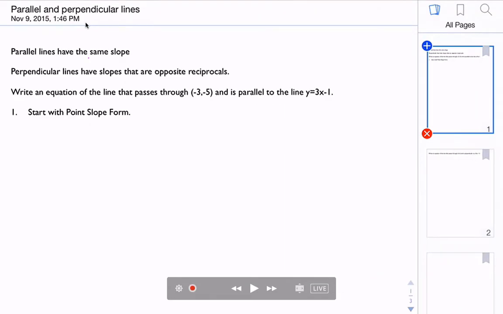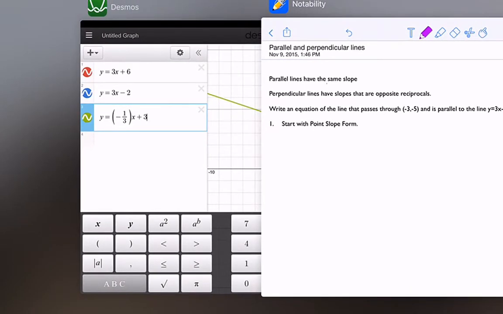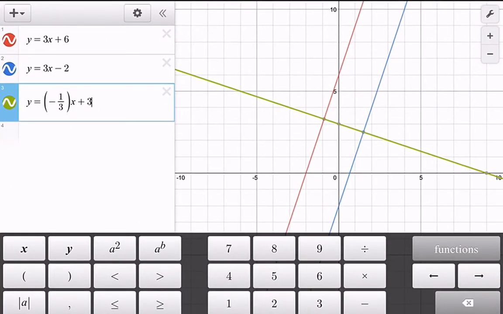Today we are going to look at writing equations of parallel lines and perpendicular lines. We know that parallel lines have the same slope, and we're about to see that perpendicular lines have slopes that are the opposites of their reciprocals. It's easy to see this if you take a look at some of the graphs that I've just put in.